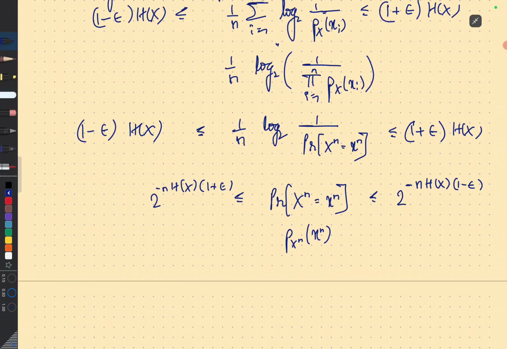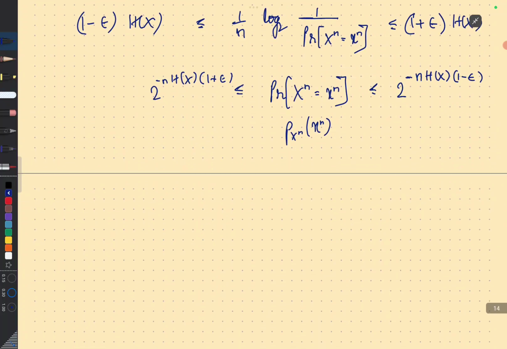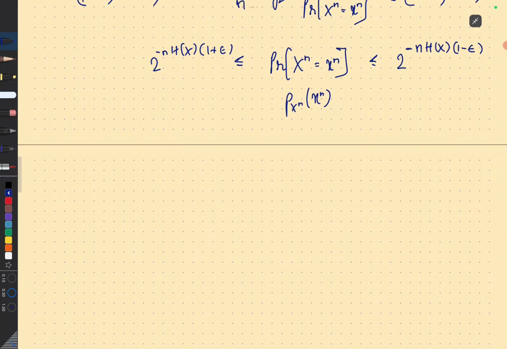So this tells us that there's something special about those sequences in the typical set. For every sequence in the typical set, the probability of occurrence of that one particular sequence is very close to 2 to the minus n times the entropy. All right? We'll see why this is important in a little bit. Now, so we have this.